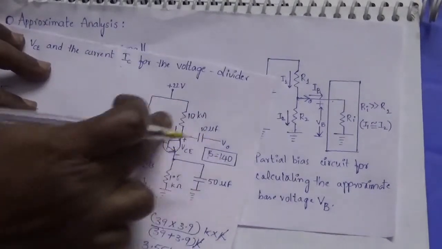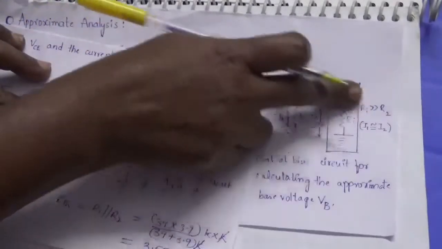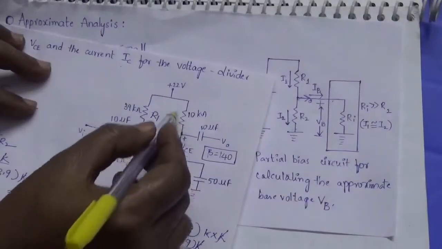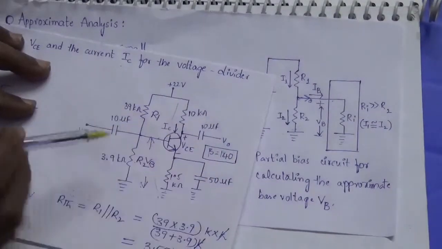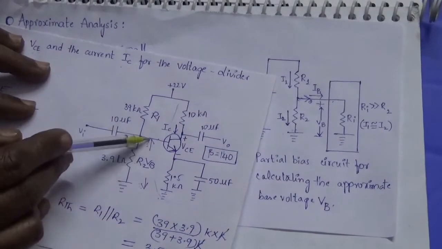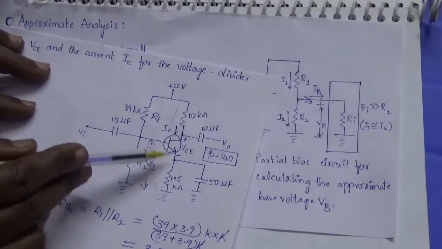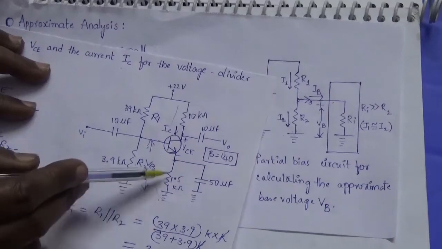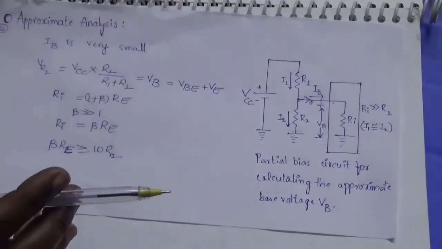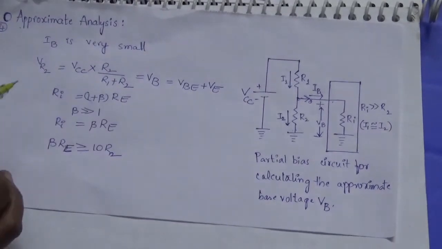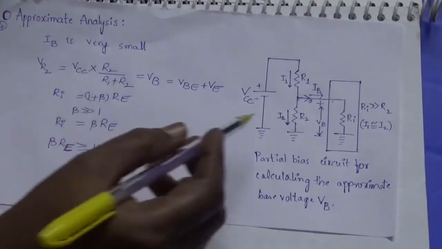This is the circuit we will see. So what is VB? VB is the drop across the base-emitter terminals plus VE. So the first assumption is that, and with this we can find VB.